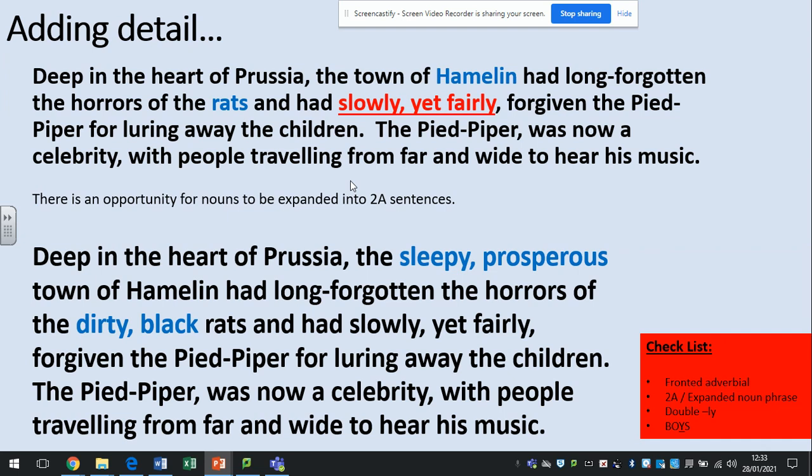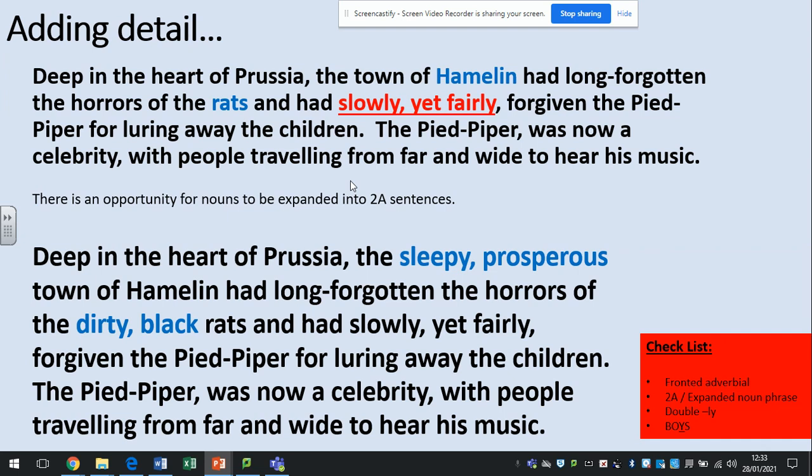And what I'm going to do then is add my adjective, comma, adjective to those nouns to create an expanded noun phrase. So I've now got, deep in the heart of Prussia, the sleepy, comma, prosperous town of Hamlin had long forgotten the horrors of the dirty, comma, black rats and had slowly yet fairly forgiven the Pied Piper for luring the children away. The Pied Piper was now a celebrity with people travelling from far and wide to hear his music.